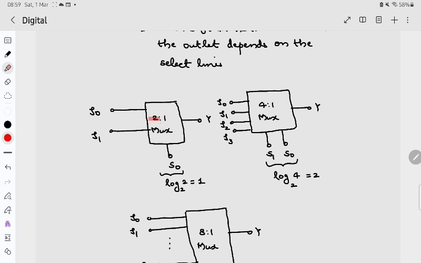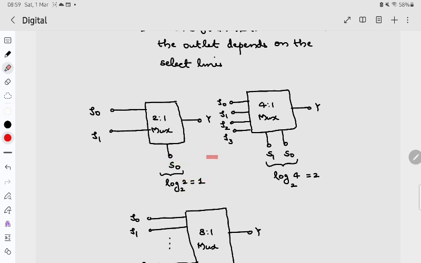So this is the example of a 2 is to 1 mux. Like I told, many inputs. 2 corresponds to 2 inputs. Each of these, I0 or I1, can take only 0 or 1. Only one output will always be there. Which of these inputs should come at the output corresponds to the select line. So what is the formula for the select line? Log of the number of inputs, which is log 2 to the base 2, equal to 1.